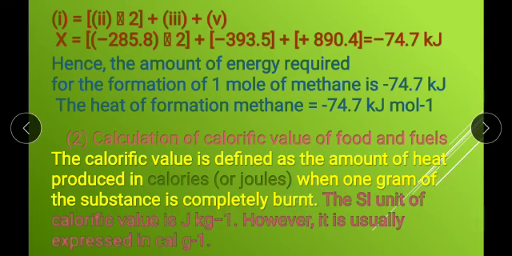Let us see once again what the calorific value is. When 1 gram of the substance is completely burned, the amount of heat produced, in calories or joules, is named the calorific value. The SI unit of calorific value is joule per kilogram. It is usually expressed in calorie per gram, not in joule per kilogram.